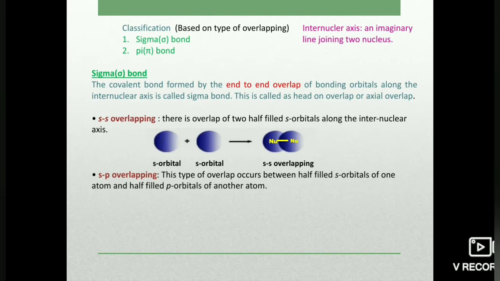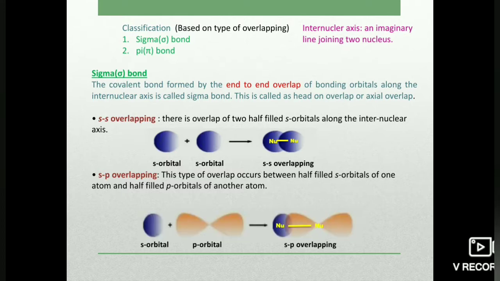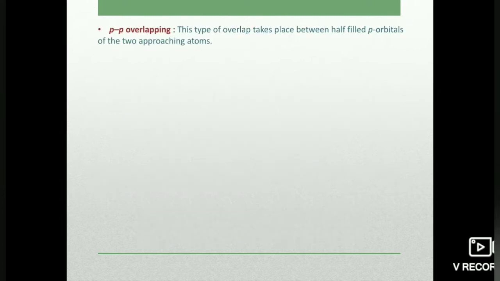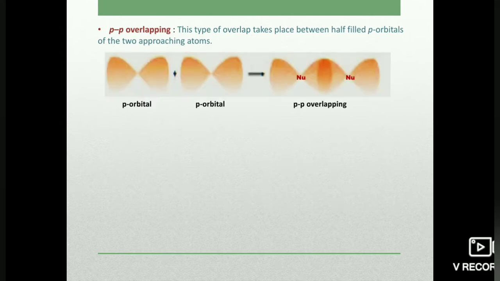Now, second is SP overlapping. Here, a half-filled s orbital overlaps with a half-filled p orbital, as we can see. In all the cases, the bonding orbitals overlap along the internuclear axis. The third one is PP overlapping. In this type, a half-filled p orbital of one atom overlaps with the half-filled p orbital of another atom. So this is what PP overlapping is. All these are sigma bonds.